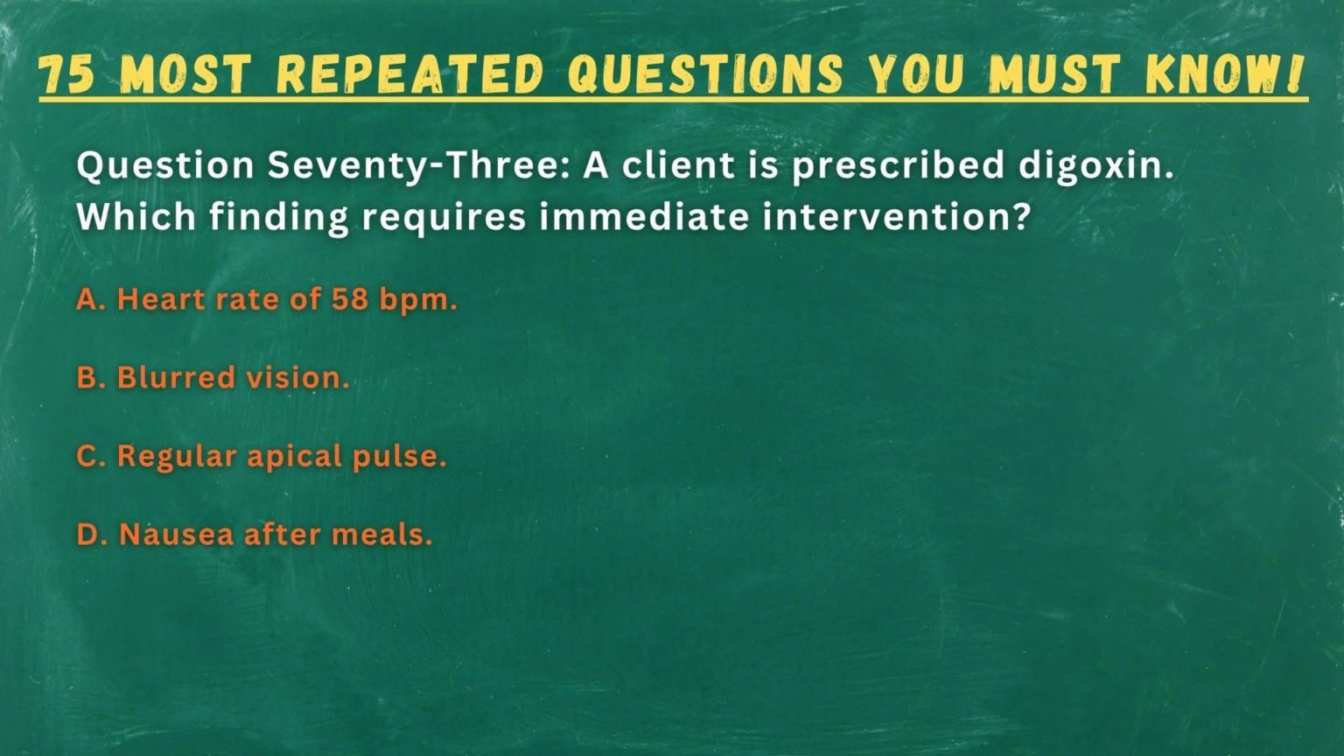Question 73. A client is prescribed digoxin. Which finding requires immediate intervention? A. Heart rate of 58 BPM. B. Blurred vision. C. Regular apical pulse. D. Nausea after meals. Answer: A. Heart rate of 58 BPM.